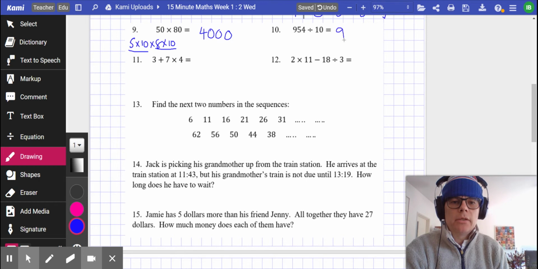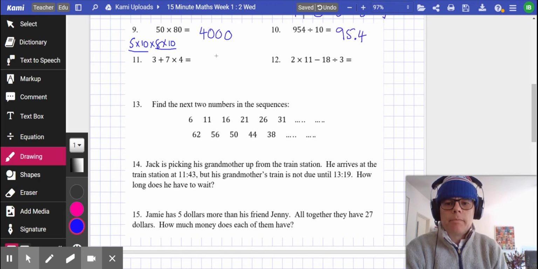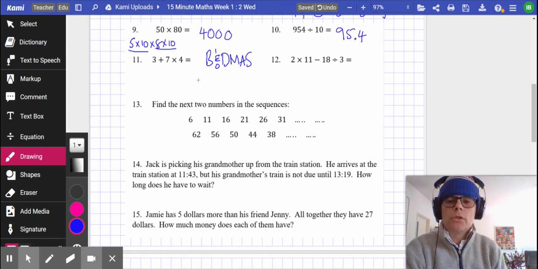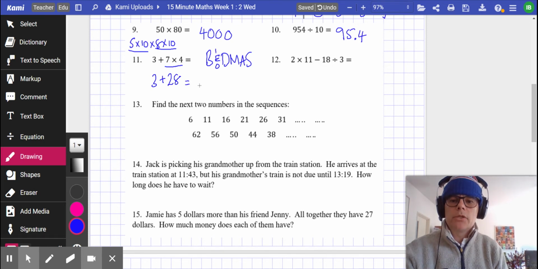954 divided by 10, 95.4. This was back to that thing we looked at last video, BIDMAS, BEDMAS, BODMAS, depending on what nation you're in when you're learning your mathematics, or what area of the world you're in, but we do multiplication before we do addition. So I asked you to work down the page. 7 4's are 28. We haven't dealt with the 3 or the addition. 3 plus 28 is 31. So that's making sure we do the multiplication before we do the addition.